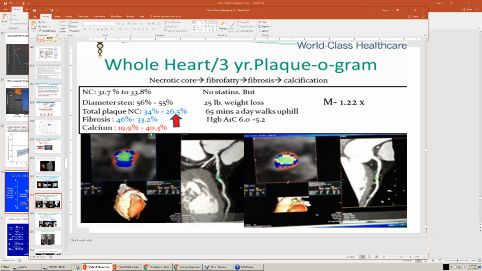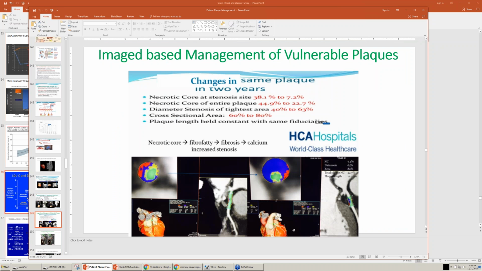So here's where it all went. It all went to transcompositional changes to actually calcific changes, a lot less necrotic core, less fibrosis. And so I think this is supportive of what's happening in terms of people doing a transcompositional change over time. We can show another one over here.